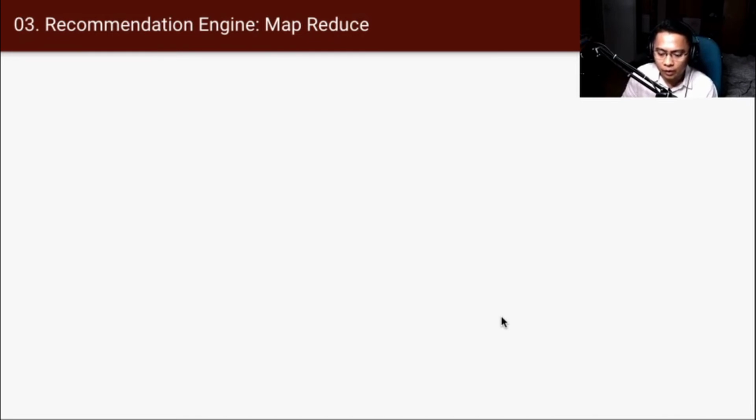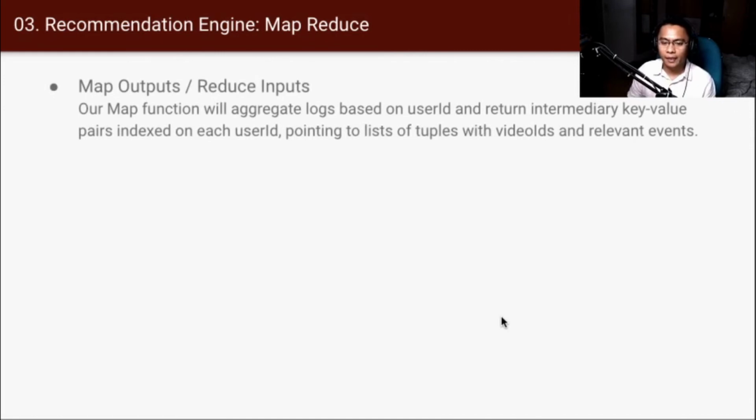So to be able to do that, we need to implement MapReduce. First, we need to implement our map function. Our map function will aggregate logs or user activity logs based on user ID and return intermediary key-value pairs indexed on each user ID, pointing to the list of tuples with video IDs and relevant events. It sounds hard, but actually it's simple.